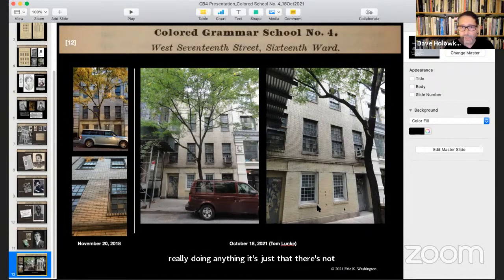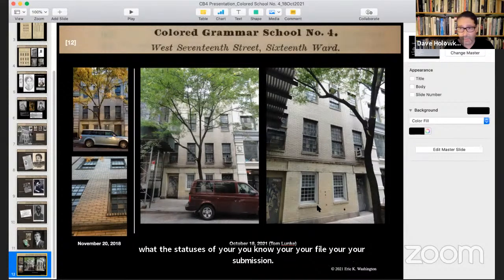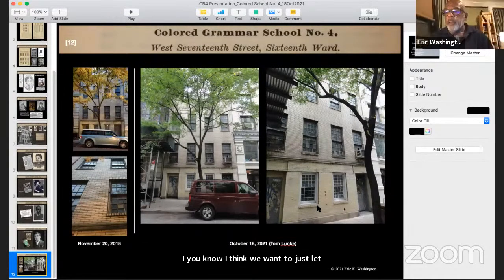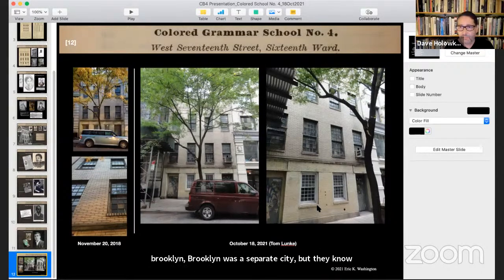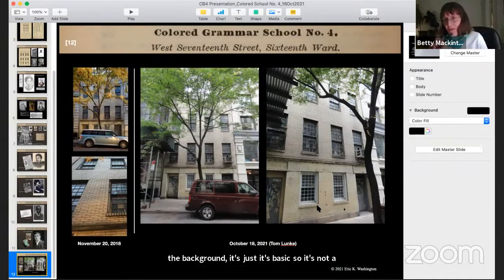Right. I think we want to just let landmarks know it's been a fair amount of time. They've had time to research this. At a certain point, you don't need to research it to death if there's enough evidence. Also, they know the story because they landmarked about 20 years ago Colored School Number 3 in Brooklyn. Brooklyn was a separate city, but they know the background. It's basic, so it's not from scratch. Right. Okay. Good to remind us there's a precedent for this sort of school.